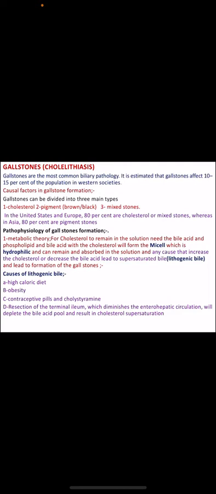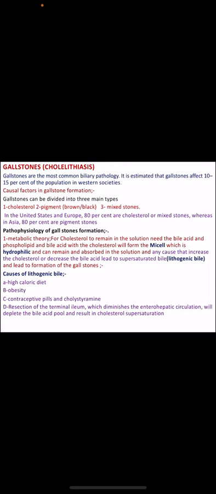Any cause that increases the level of cholesterol or decreases the bile acid leads to a bile which is liable to form gallstones. We call this supersaturated bile, or lithogenic bile, and it leads to formation of the gallstone. So a lithogenic or supersaturated bile is a bile in which the level of cholesterol is high or the level of bile acid is low. Either high cholesterol or low bile acid. This is supersaturated or lithogenic bile, which is liable to form gallstones.